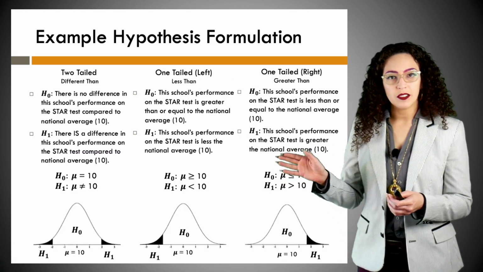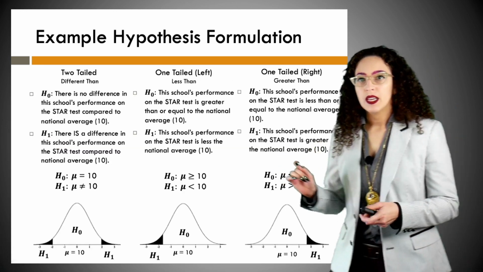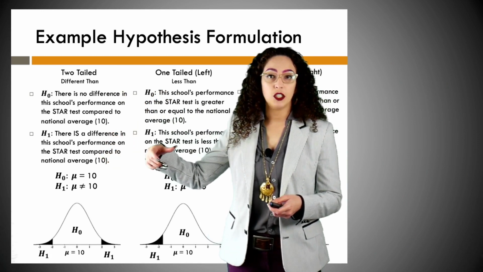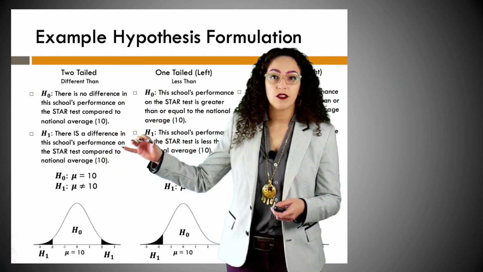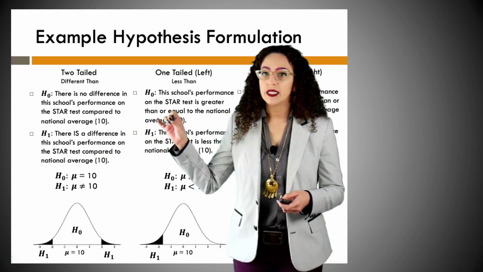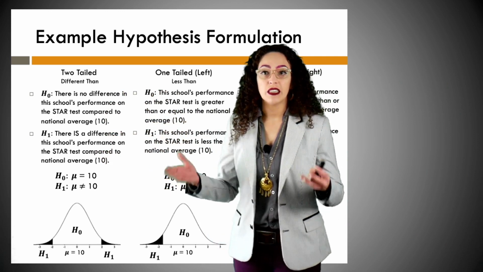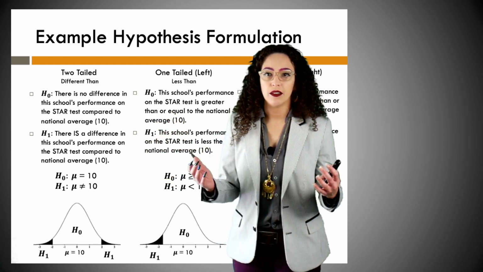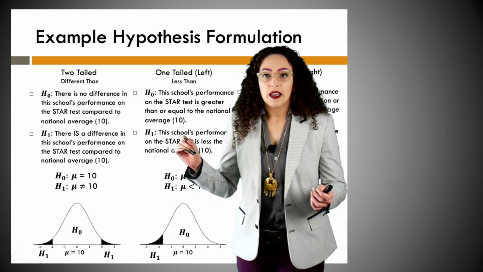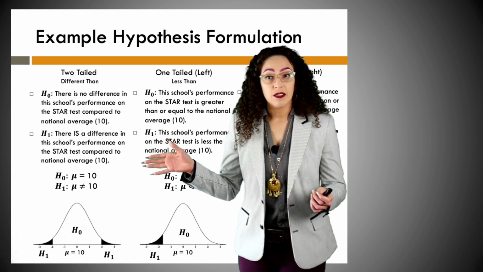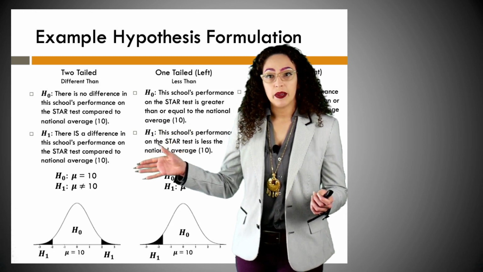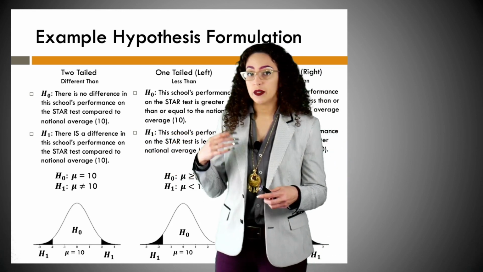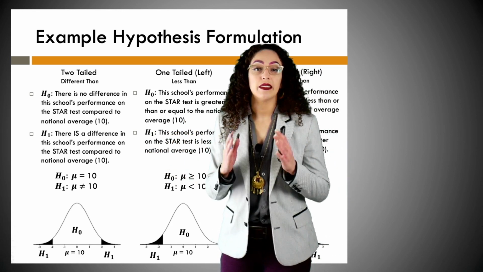Here are those three different hypothesis testing scenarios. In this one, we're doing a two-tailed test. And this is just a question of if a certain mean is different from another value. So in this example, we have there is no difference in this school's performance on the STAR test compared to the national average of 10, which is made up. Now the alternative would be there is a difference in this school's performance on the STAR test compared to the national average of 10. Now notice how we're not making an assertion if they're doing better or worse. We just think that they are different.